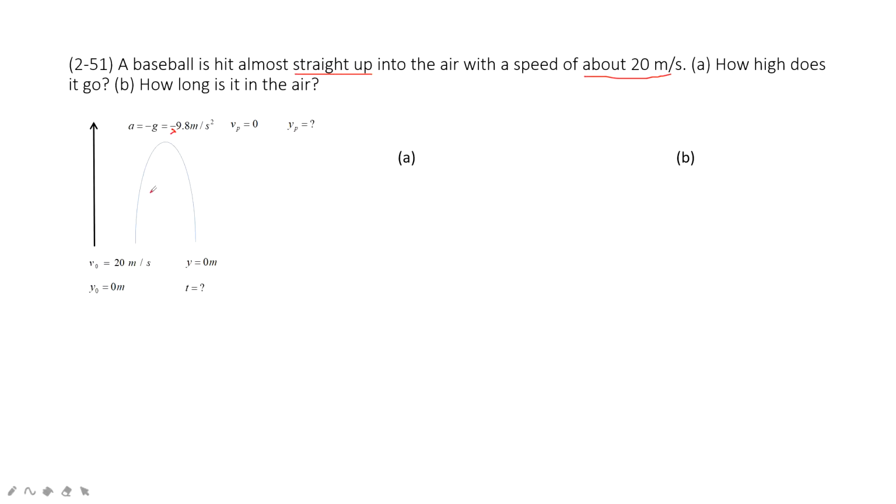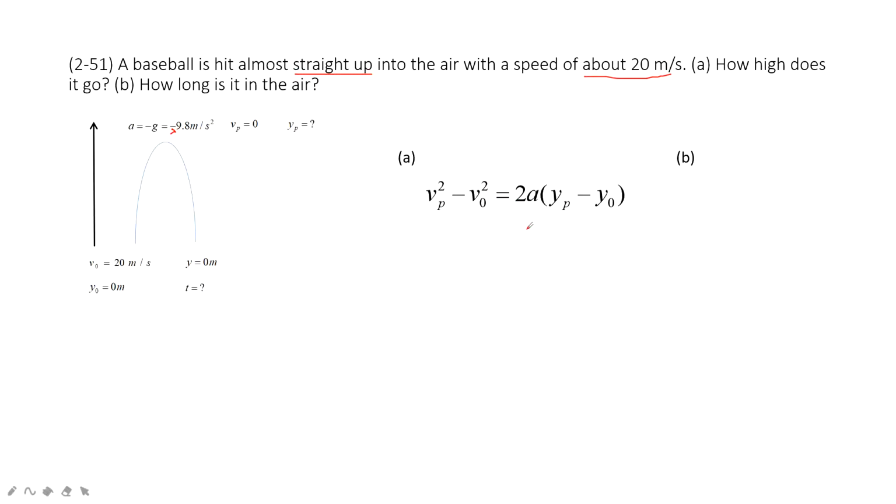You can see in the first part, from the initial to the peak, it asks you for yp, the position at the peak. So we know the initial velocity, we know the final velocity, and we also know the acceleration. It asks you to find the displacement. It's easy. We remember this equation: final velocity squared minus initial velocity squared equals 2a times displacement, right?